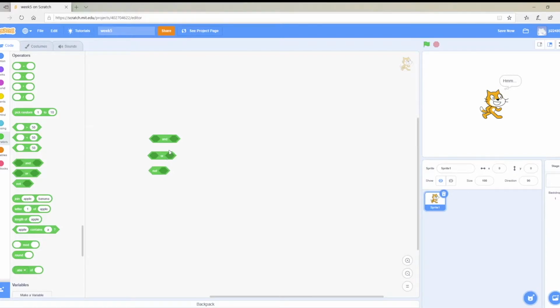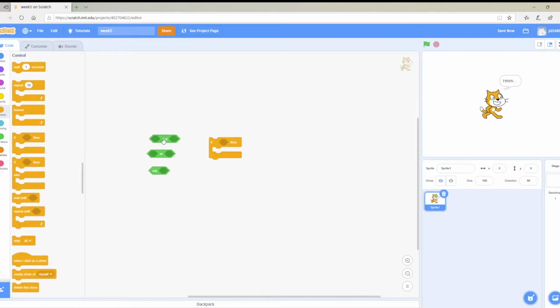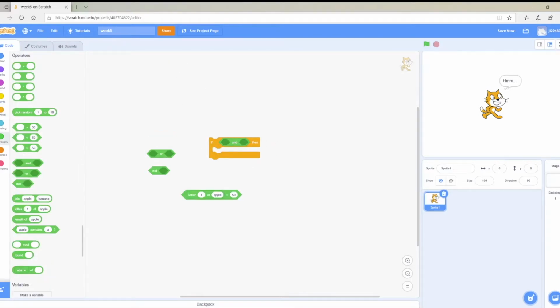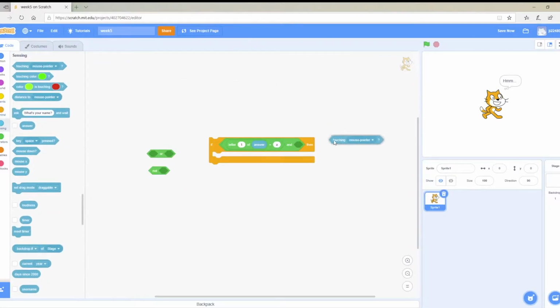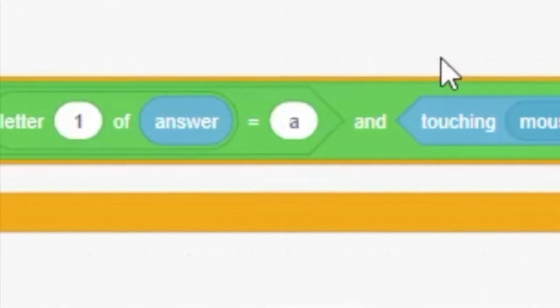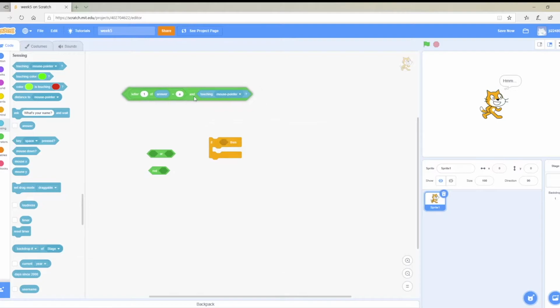And, or, and not. These are very important. They can be combined into each other, and the way this works is that with and, it will only run if both are true. Like if the first letter of the answer is A, and you're touching the mouse pointer, then it will do something. And both have to be true in order for this if-else to run.